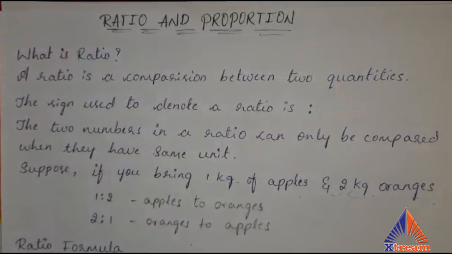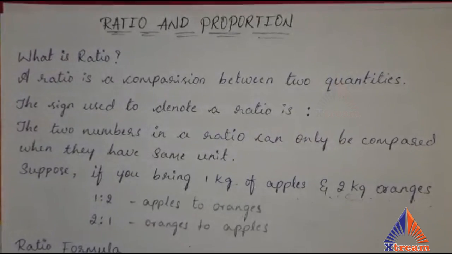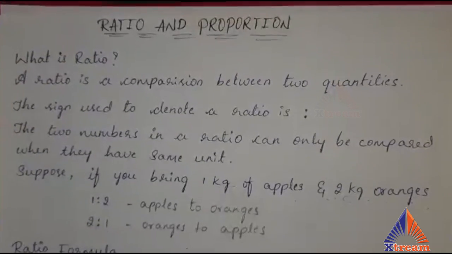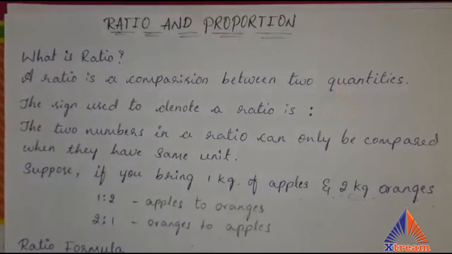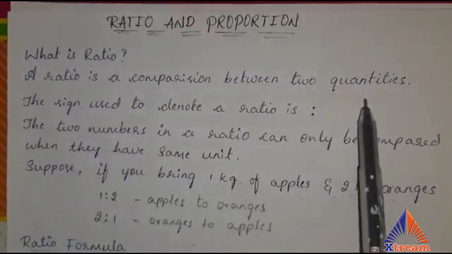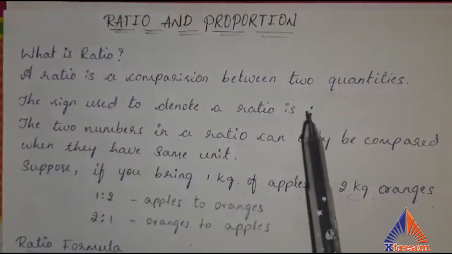So today we are going to discuss the ICSE syllabus of 7th class, and the topic is ratio and proportion. So first let's learn about ratio. So what is a ratio? A ratio is a comparison between two quantities. It is the comparison of two quantities.